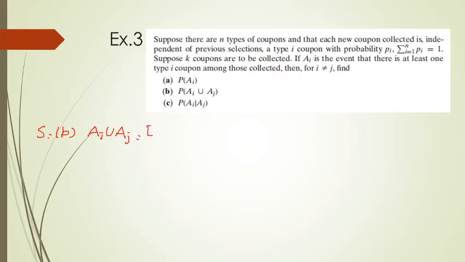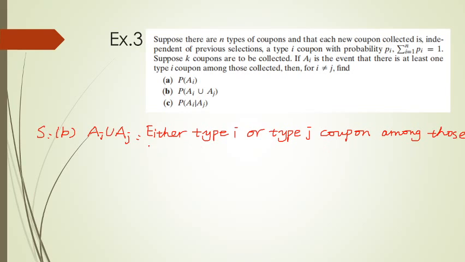So either type I or type J coupon among those K collected, right? It should be one of them or both, right?